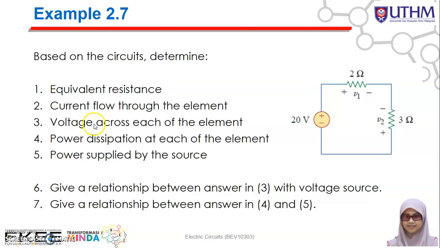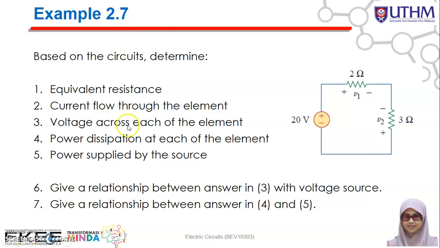Okay. And then you need to determine the voltage across each of the elements. So then you need to calculate the power dissipation at each of the elements. And then lastly, you need to calculate the power supplied by the source. Alright. And then after that, based on the value that you get, you need to give a relationship between the answer in 3 with the voltage source.